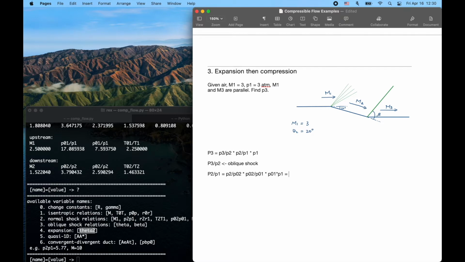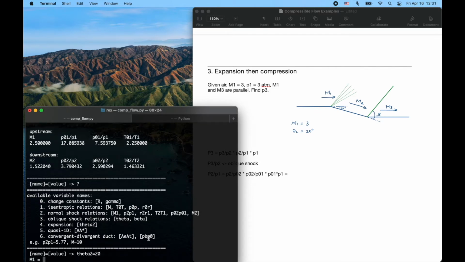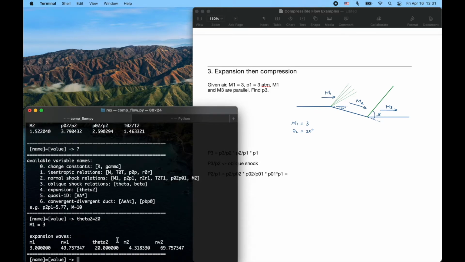The first one is basically a function of Mach number 2. This one is a function of Mach number 1. Here we first find Mach number 2 because Mach number 2 would give us this number and also this number. To find Mach number 2, we need theta 2, which is 20 degrees, and Mach number 1, which is 3. From that, we get Mach number 2.